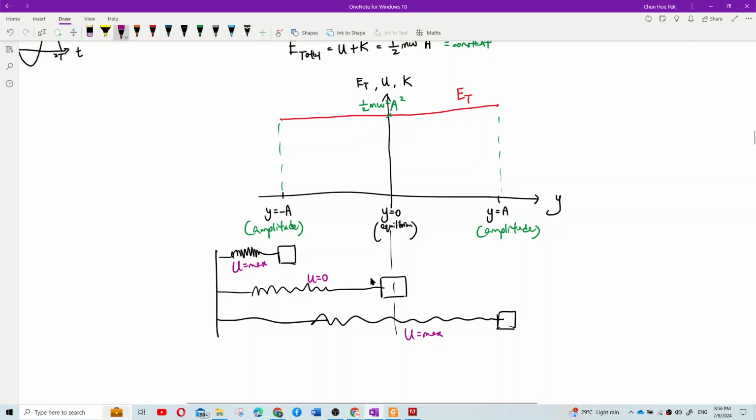So the elastic energy is largest here. I mark it here. Largest at maximum compression, largest at maximum extension, and zero elastic energy at equilibrium. So the graph looks like this. This is the graph of the elastic energy of the spring. It is a smiling graph, maximum at the amplitude. But at equilibrium, which means no extension, no compression, the elastic energy is zero.